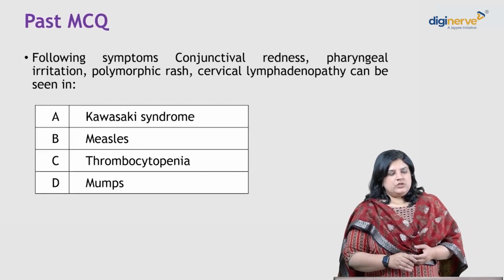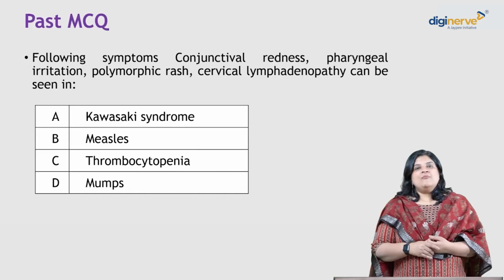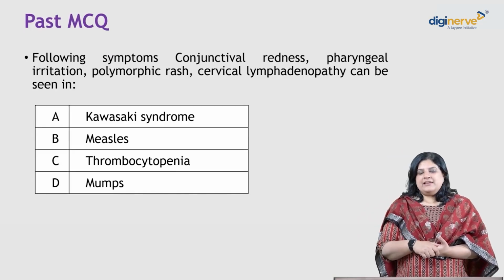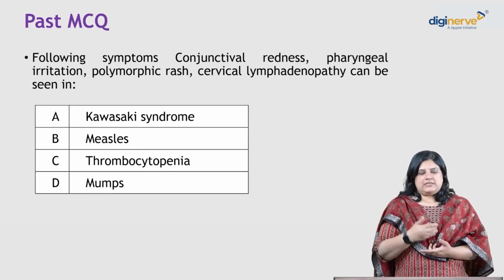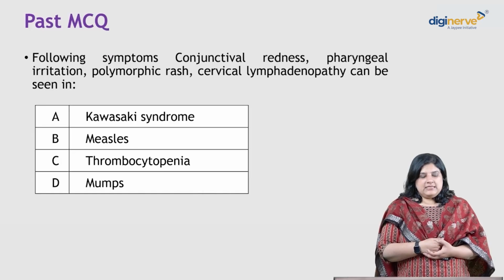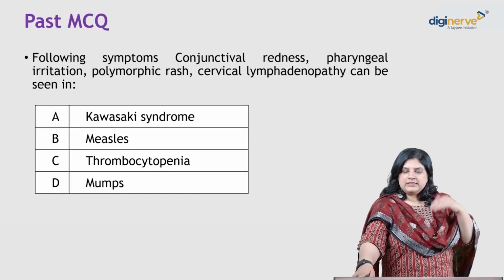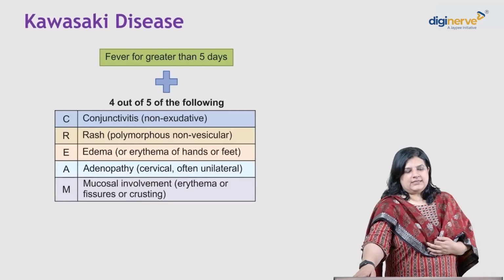The next question looks at certain symptoms, and these include conjunctival redness, pharyngeal irritation, the kind I am having today, polymorphic rash, cervical lymphadenopathy, which can be seen in any of these. So what is the correct answer? Kawasaki syndrome, measles, thrombocytopenia, or mumps? Let's have a look at the symptoms of all these entities so that we land at the correct answer.